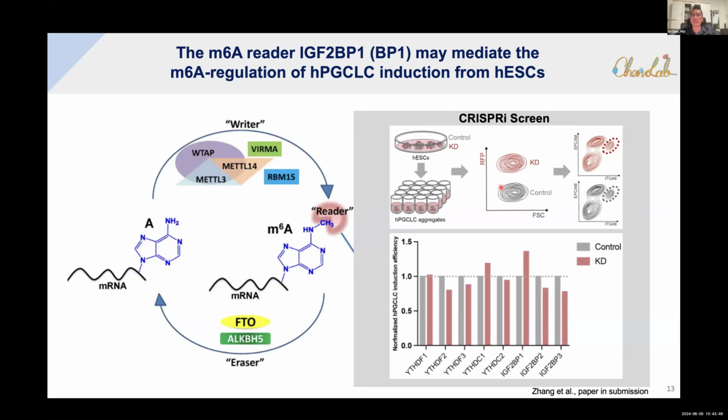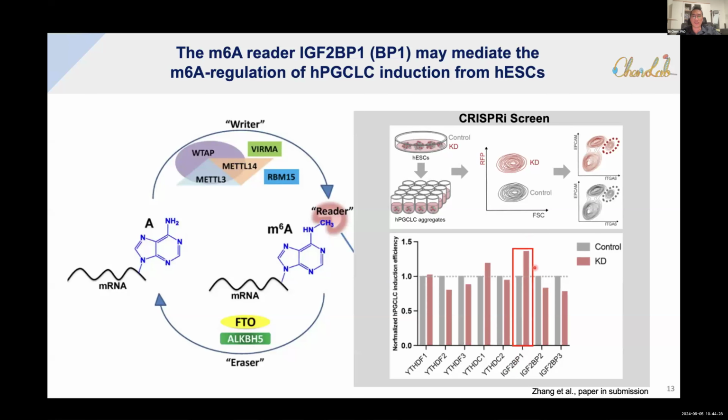negative. We mixed the cells together and induced them for the PGC-like cells, and using flow cytometry we were able to tell which cells are knockdown cells and which cells are the control cells. We normalized the percentage of the PGCLCs in the knockdown cells to the control cells. If we normalize the control cells to 1, we can see that two of the readers, especially IGF2BP1, display the same phenotype as the knockouts of METTL3, which is the increased percentage of the PGC-like cells.